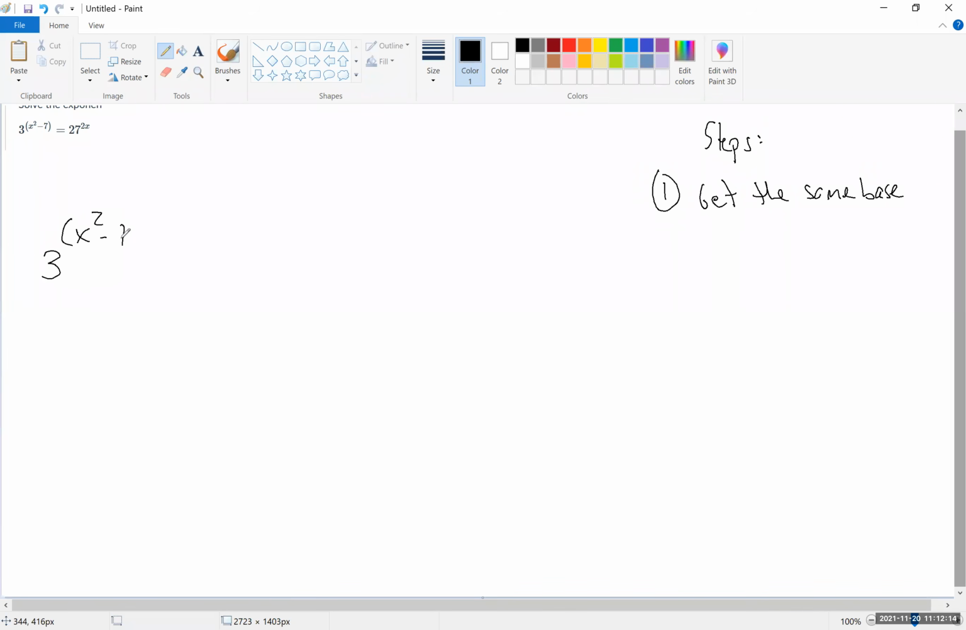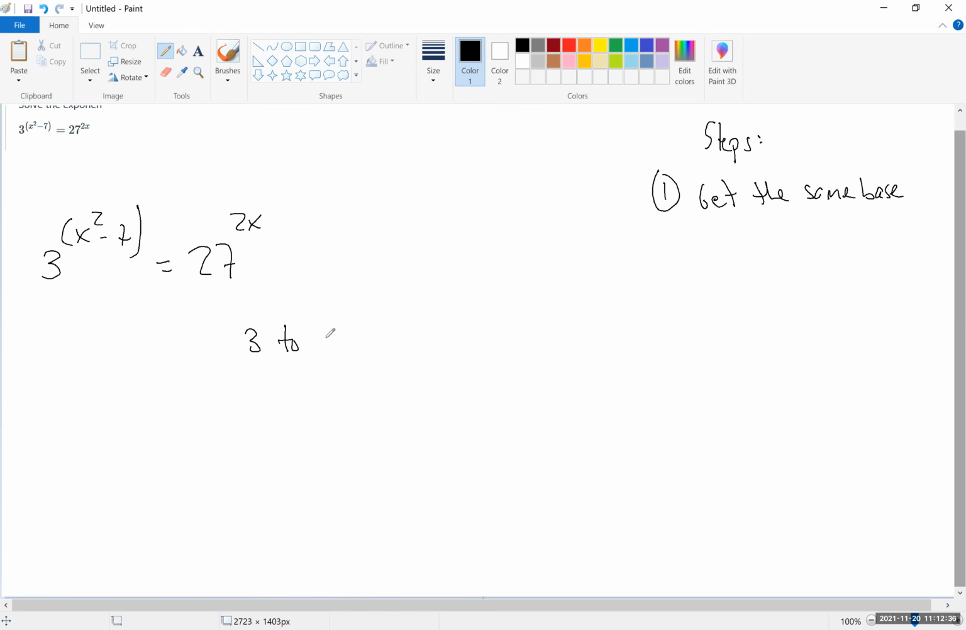x squared minus 7. I know it's kind of hard to see that it's an exponent, but that is an exponent. And that's going to be equal to 27 to the 2x power. So to get the same base, well, 27 can be written as 3 to some power. So we want to ask ourselves, 3 to what power is 27?